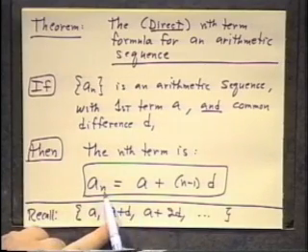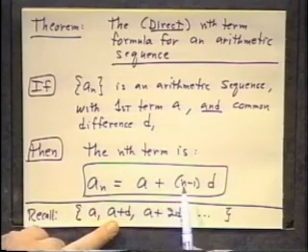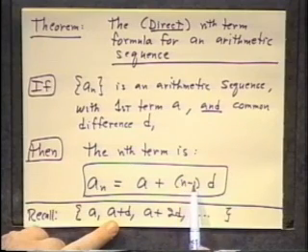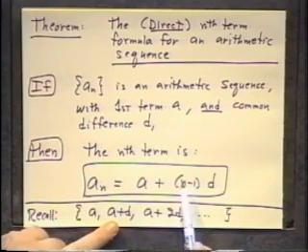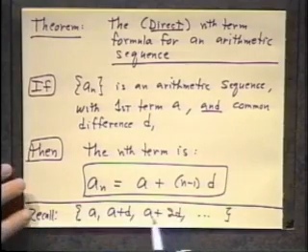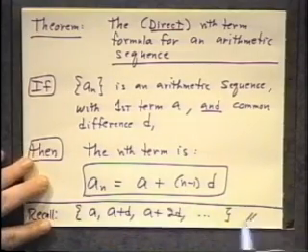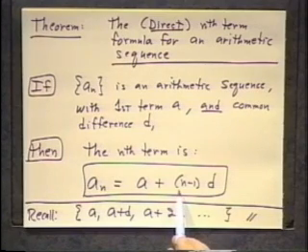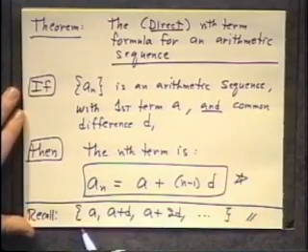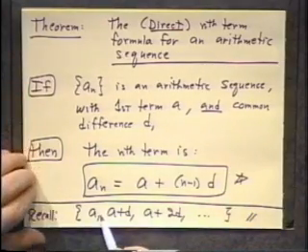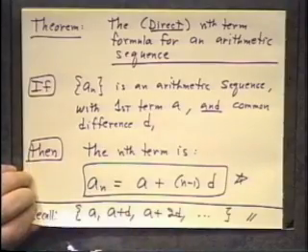If you want a sub 2, the second term, you put a 2 in here, that gives you 2 minus 1, which is 1, so you have A plus D, and that's what we have here. If you want a sub 3, 3 minus 1 is 2, A plus 2D is this term here. So although this is not a proof, it certainly suggests why this is the right form. So this formula is the nth term formula that is direct for an arithmetic sequence. It's something you need to know.